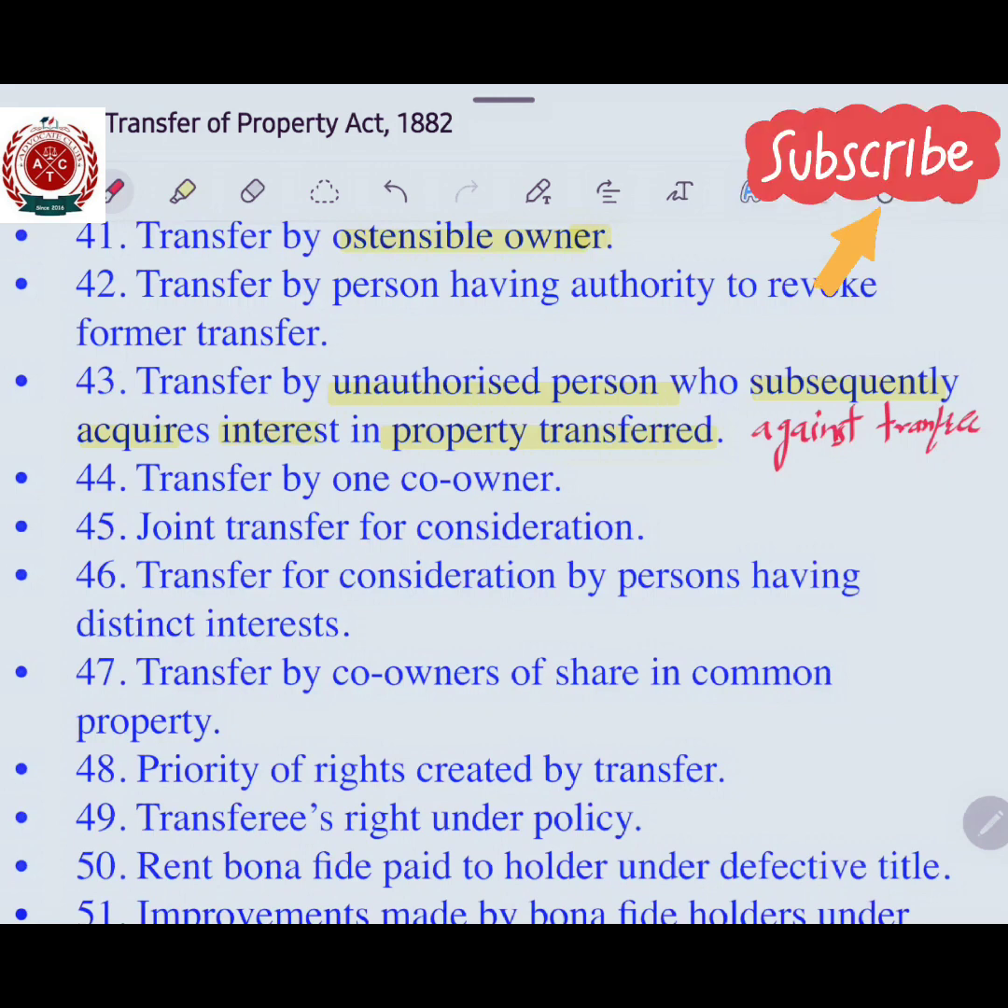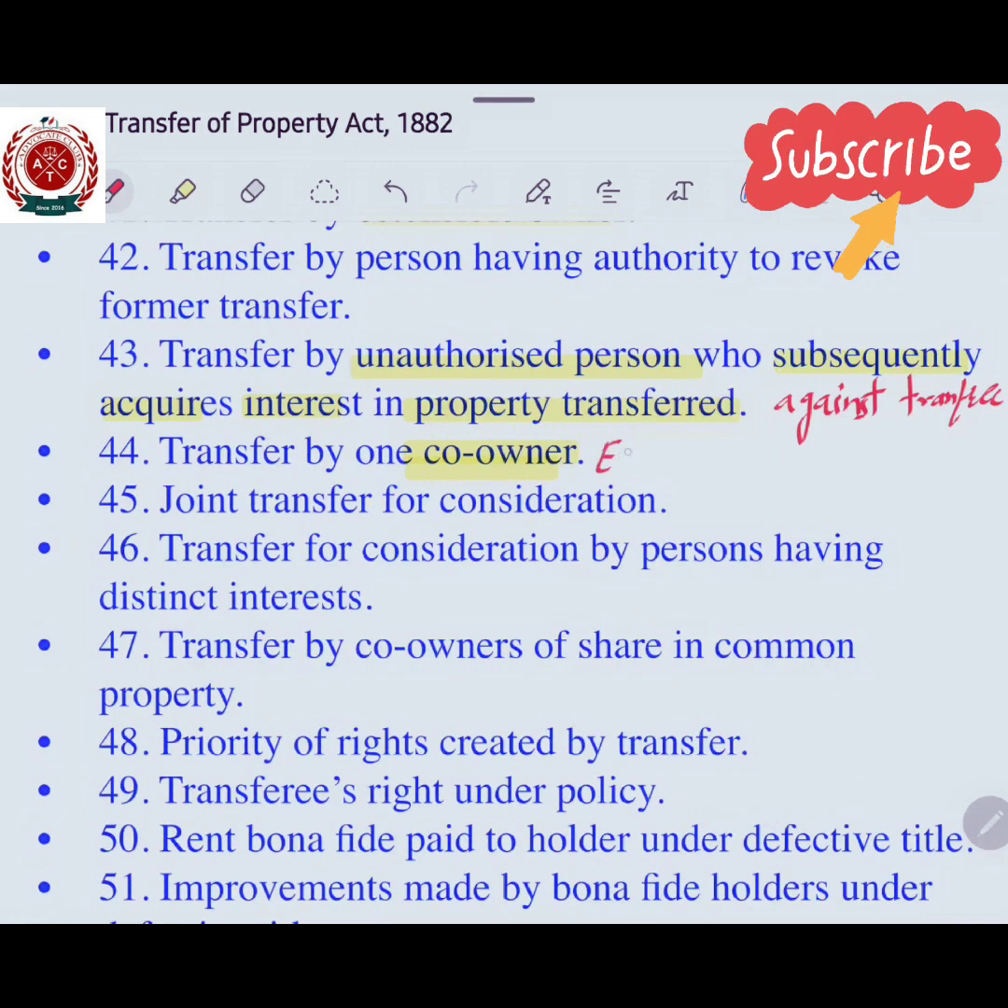Okay. Then after, the important section is section 44, transfer by co-owner. Transfer by co-owner is valid, and the transferee acquires all the right. If a co-owner transfers the property, then the transferee acquires all the right in the property. The general rule also has one exception, and the exception is a dwelling house.